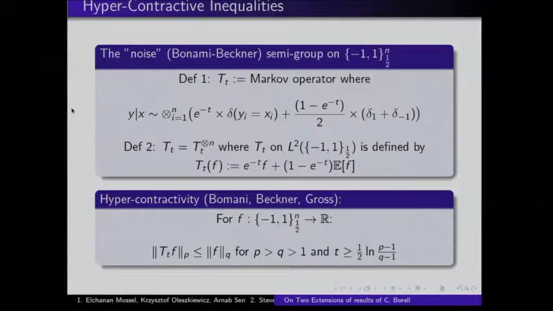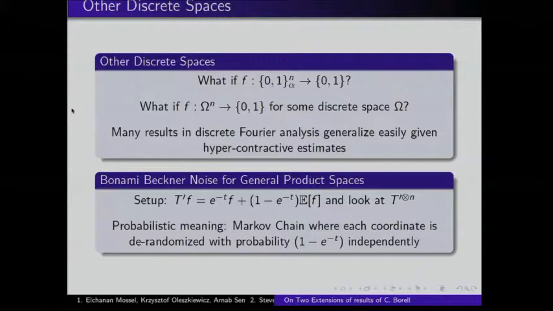So you look at T_t f at a higher norm p, it's less than f at a smaller norm q, as long as the semi-group runs for long enough, and we know the tight constant for this: t has to be at least 1/2 log((p-1)/(q-1)). Okay, so I'm going to go quickly, but please interrupt me if something looks unfamiliar or you want me to go slower.